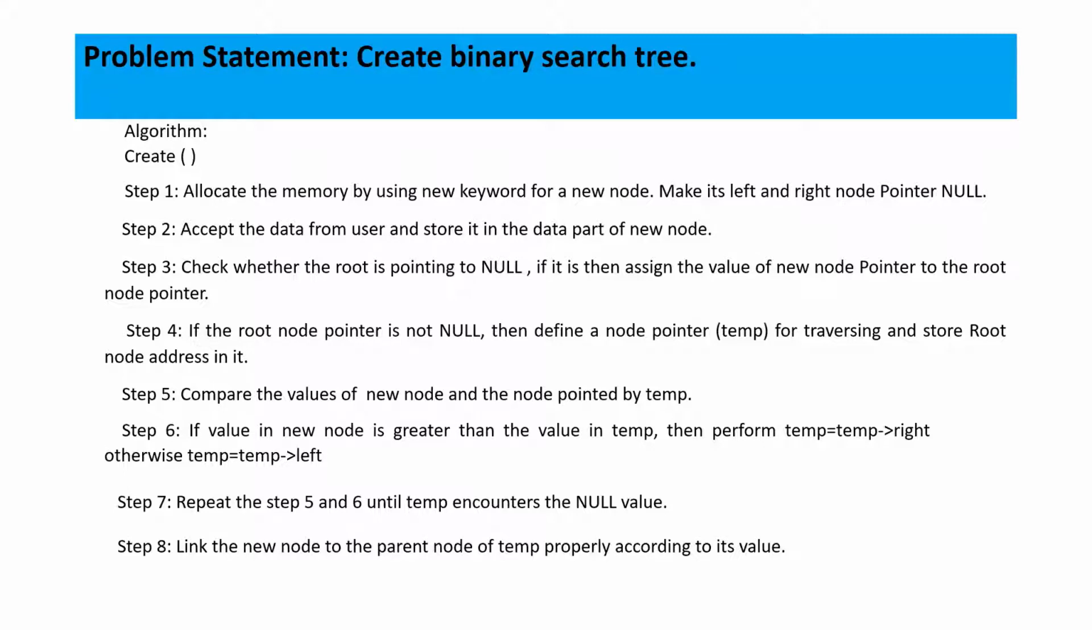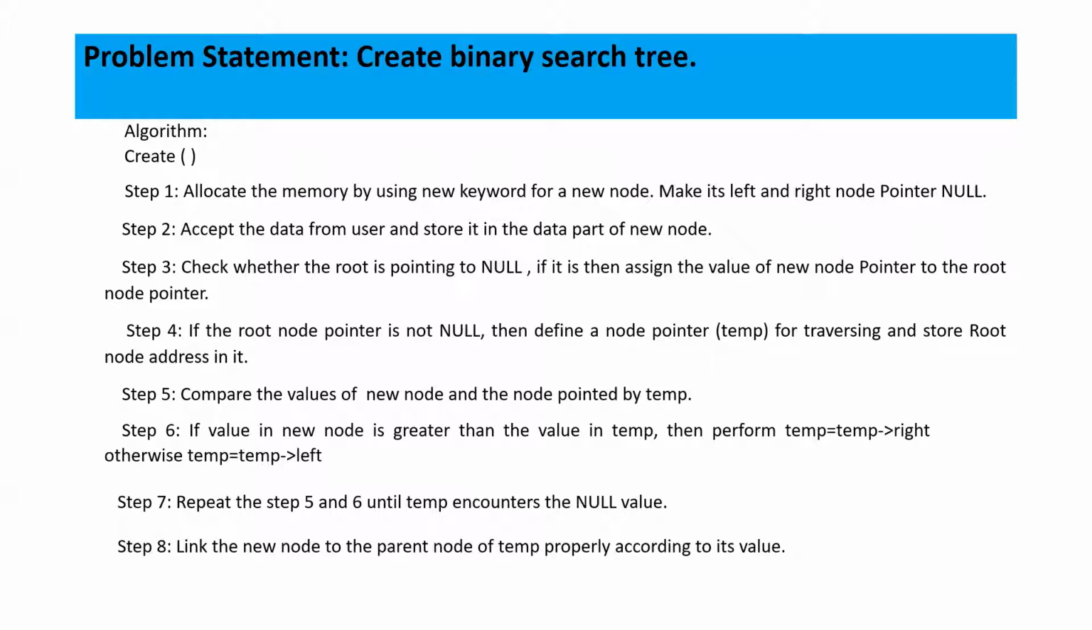So for this, the algorithm is like this. First, we have to allocate the memory by using the new keyword for a new node. And initially, we have to make its left and right node pointers null. We have to accept the data from the user and store it in the data part of the new node. Then we have to check whether the root is initially null or not. If it is null, then we can assign the new node pointer to the root node pointer.